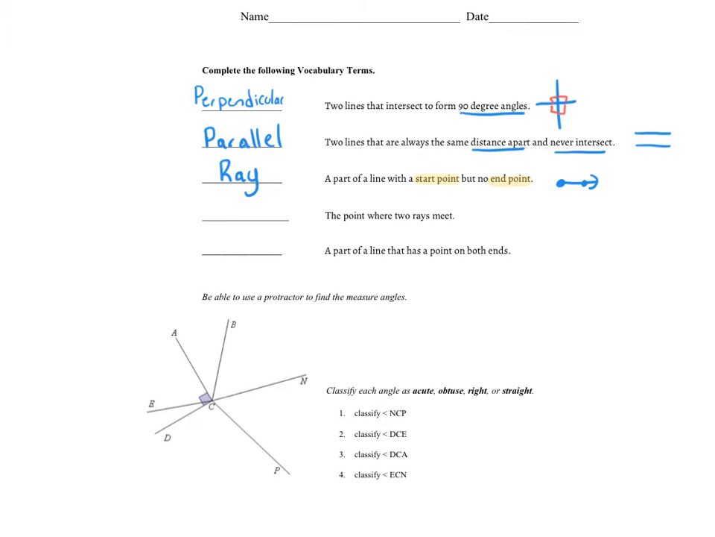The point where 2 rays meet, remember we had my first ray, I have a second ray here. This point in the middle is called the vertex. A part of a line that has points on both ends, remember this would mean there's points on both ends, is called a line segment.